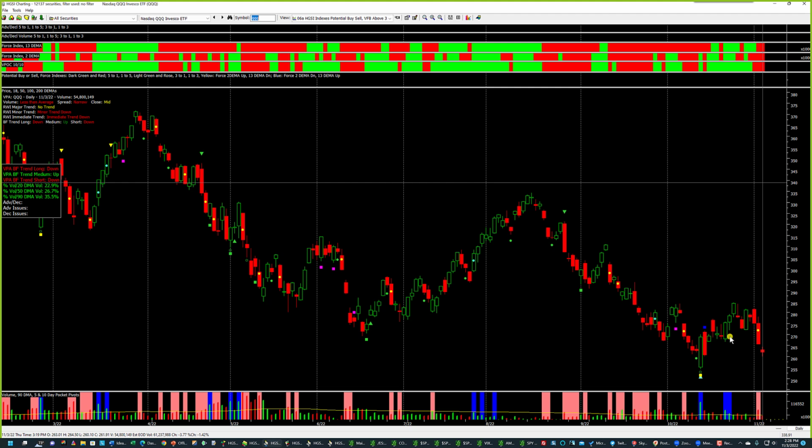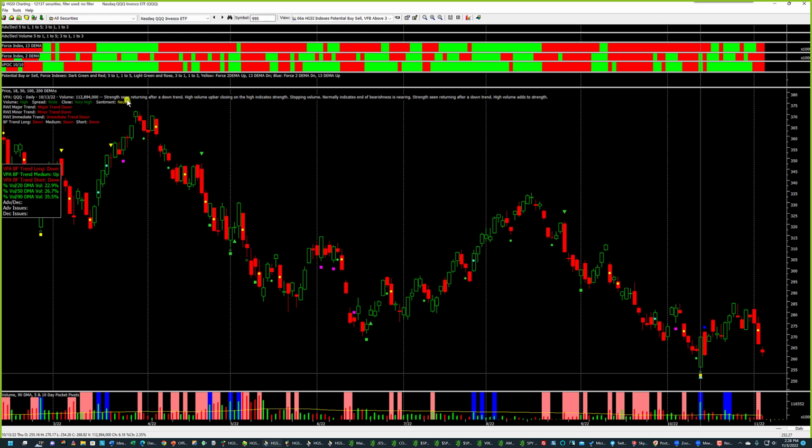No, there were no VPA flags on it either. So just this one right here, which was stopping volume, well, it tells us right here. Strength seen returning after a downtrend. High volume up bar closing on the high indicates strength. Stopping volume, so there were multiple VPA flags here. This normally indicates end of bearishness. Strength seen returning and so on. I mean, this was an excellent signal right here, but everybody who jumped on here on the gap up the next day got hammered.